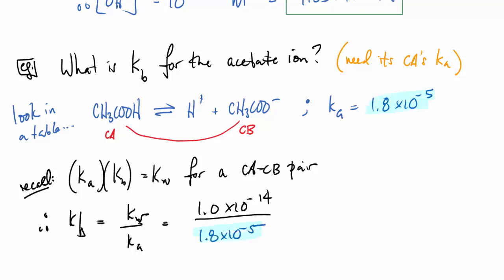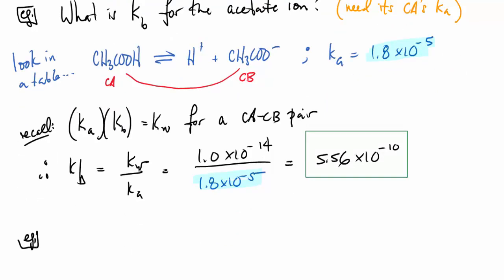1.8 by 10 to the minus 5 is the Ka for acetic acid, which we had before. And do the numbers and get 5.56 by 10 to the minus 10. So acetate ion is a base. Its Kb is this really quite small value.